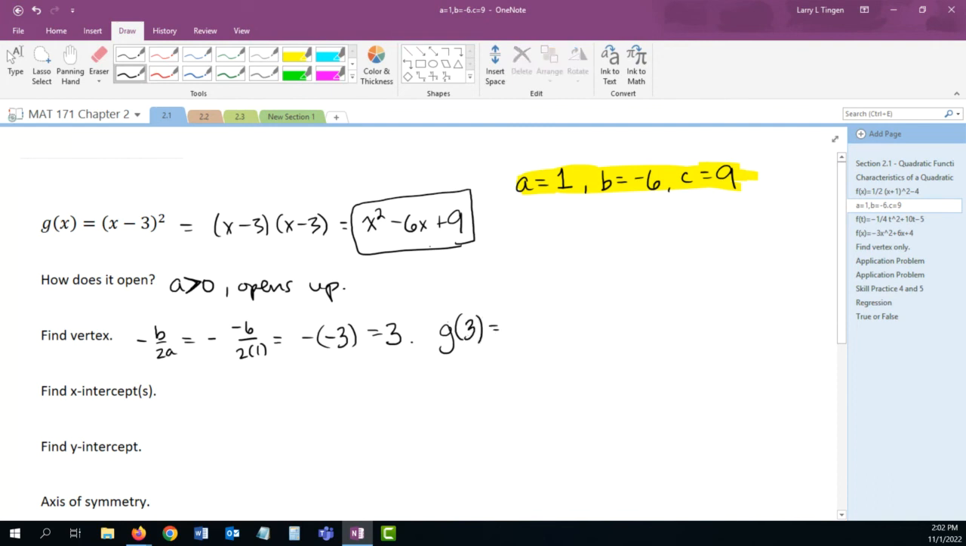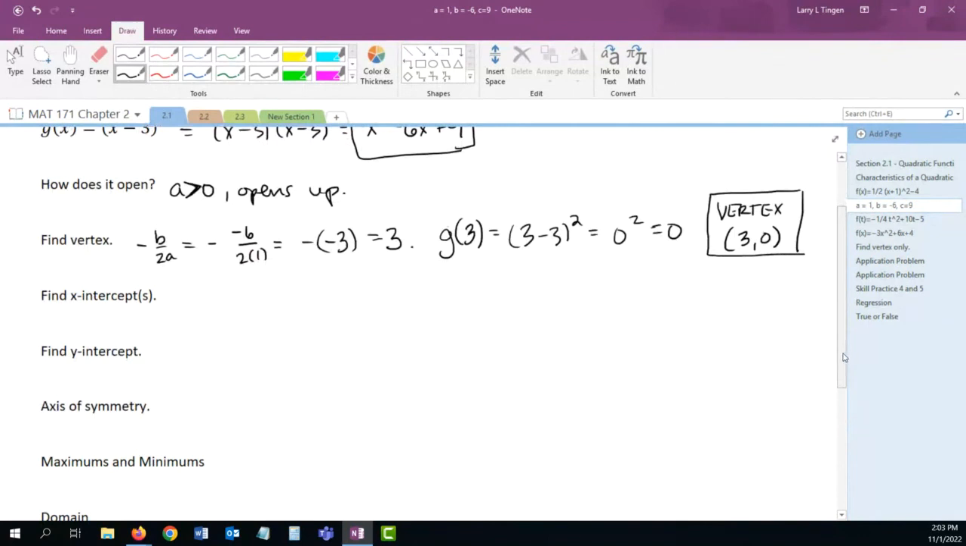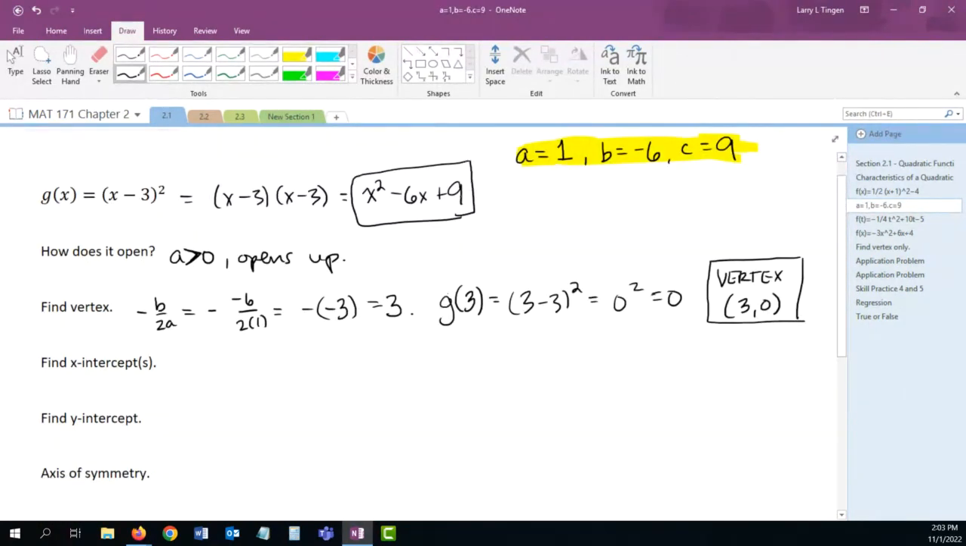G at 3. You can go back to the original here. 3 minus 3 squared is 0 squared, which is 0. So that means I'm looking at a vertex of 3, 0. You can also plug 3 into the unfactored form. That'd be 9 minus 18 plus 9, which is 0. So you get the same thing.